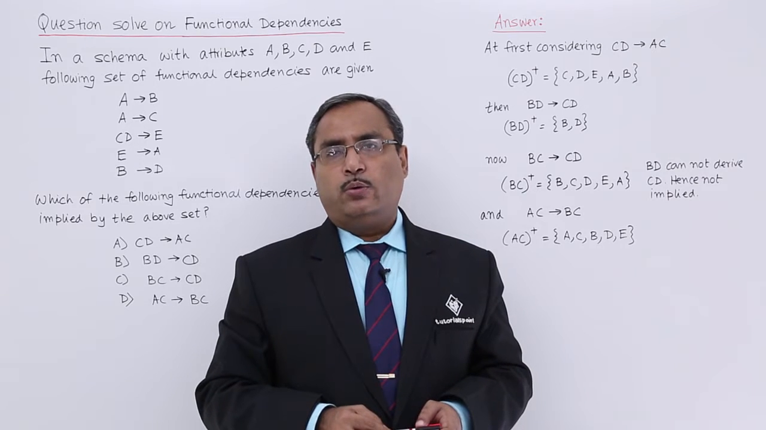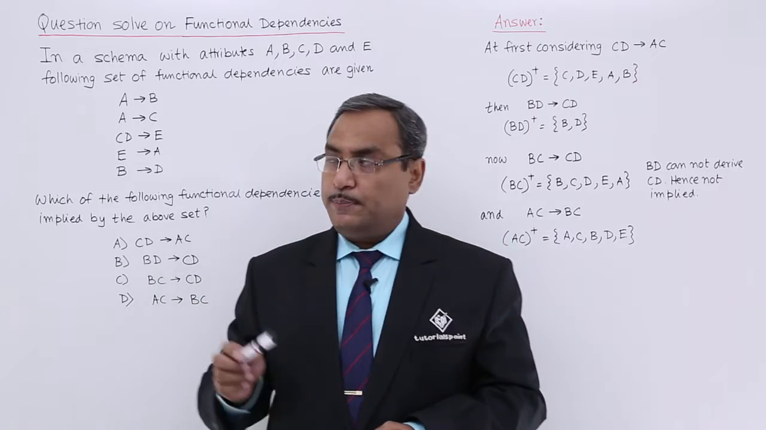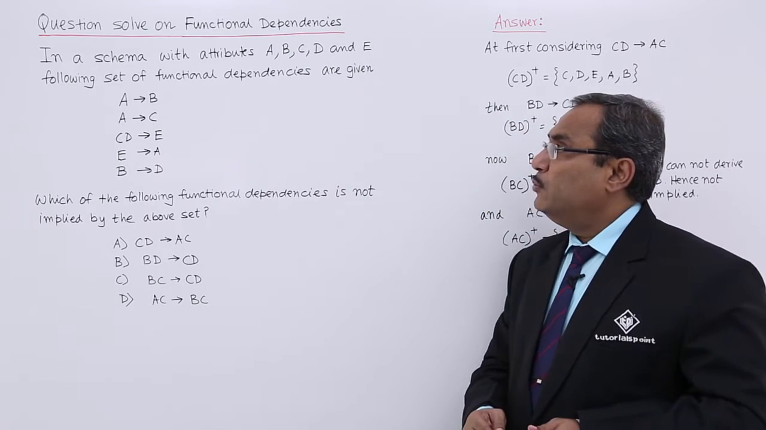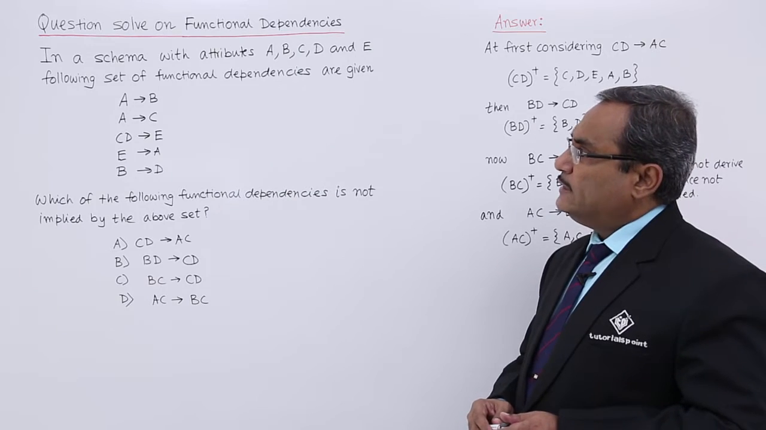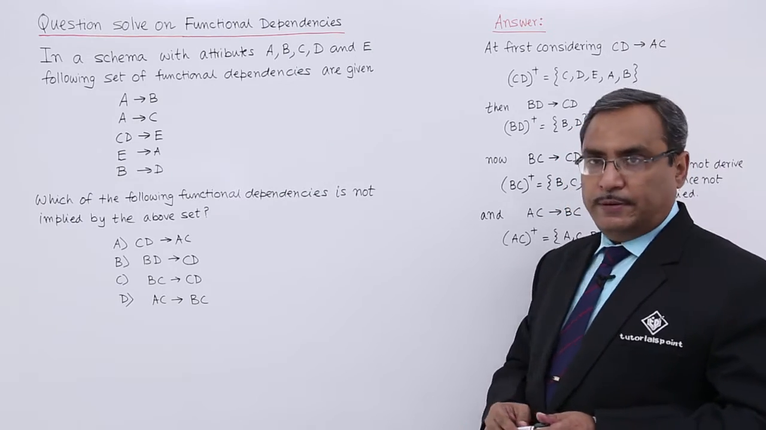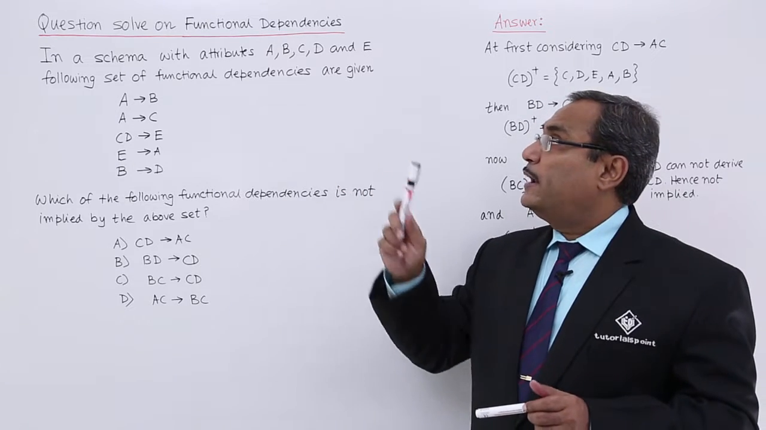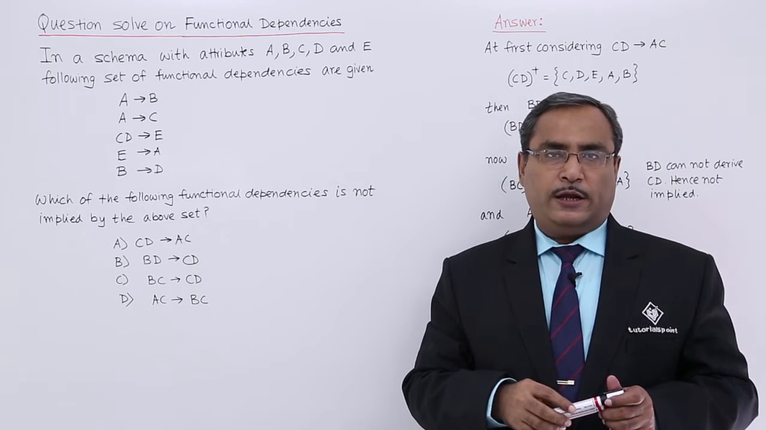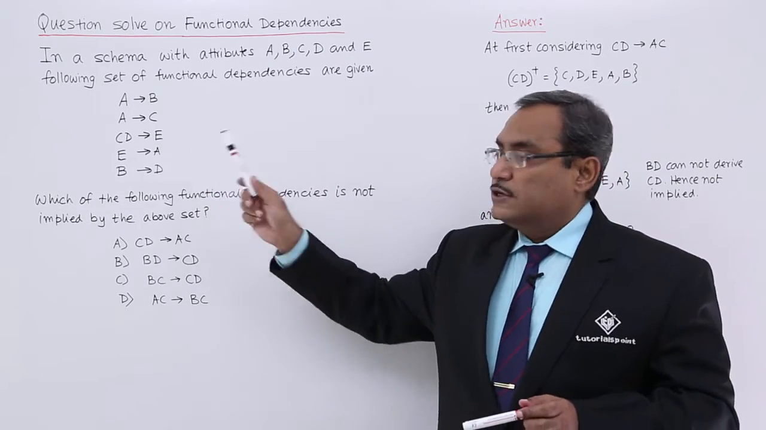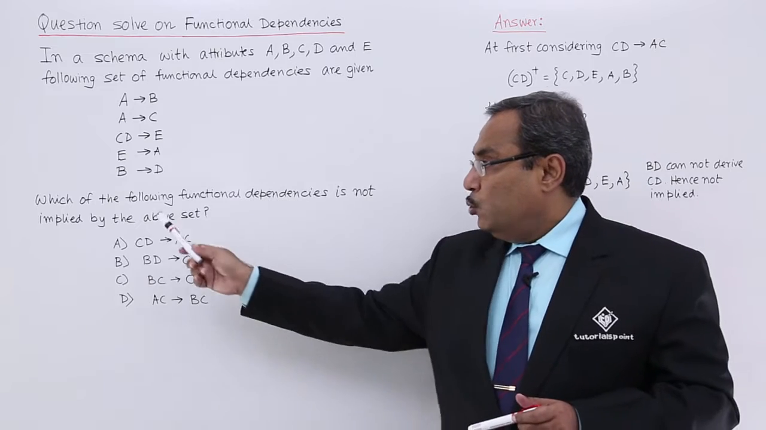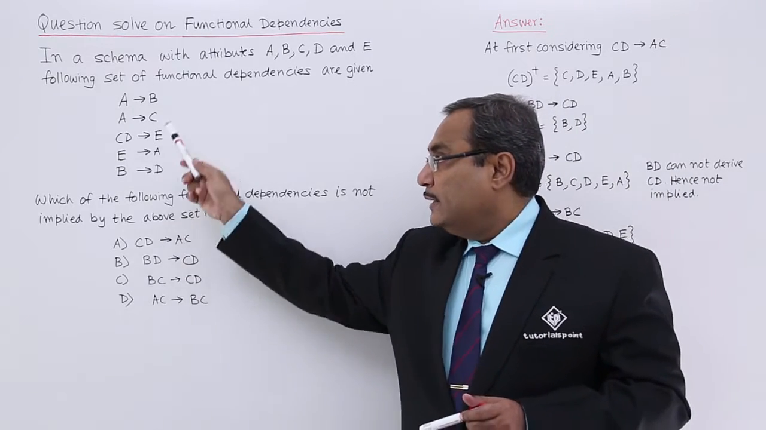In this session, we are going to solve one problem on functional dependencies. So here is the problem for us. In a schema with attributes A, B, C, D and E, the following set of functional dependencies are given. So on a given schema, we are having 5 attributes A, B, C, D and E, and these set of functional dependencies are given. Which of the following functional dependencies is not implied by the above set?